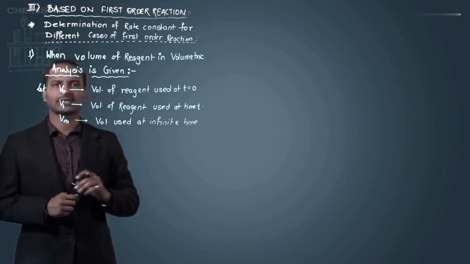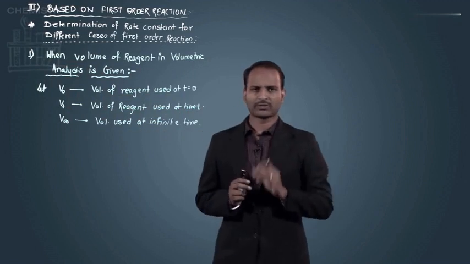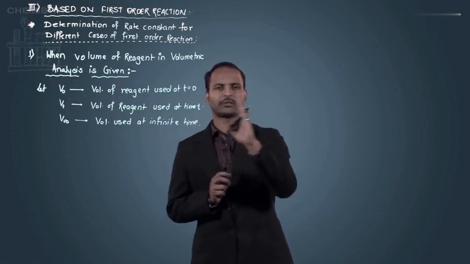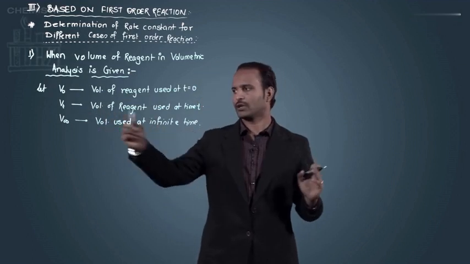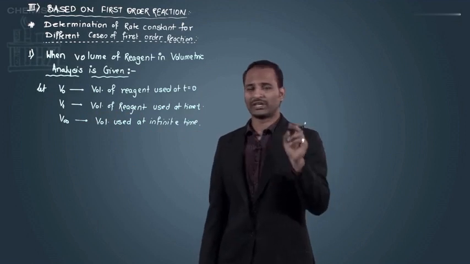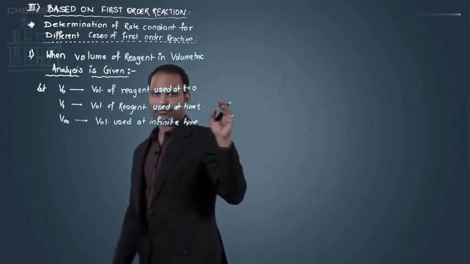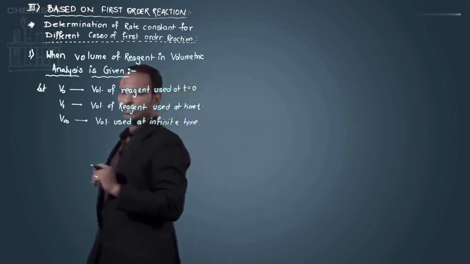Generally these three things are given in a numerical. V0 will be given, that is when the time is equal to 0. Then values will be given after 10 minutes, 20 minutes, 30 minutes, 40 minutes. So whatever values are given at 10, 20, 30, 40 will be considered as Vt. And finally they give the value of V infinity, where instead of time, in the time section there will be infinity. So we consider it as the volume at infinite time.